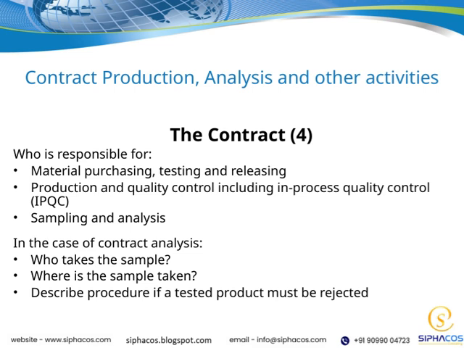When it comes to sampling and analysis, the contract should specify who takes the samples. Often it's the supplier or a designated quality inspector. It's important to clarify where the samples are taken from, either from bulk lots, final products, or specific production stages. In cases where a tested product must be rejected, the procedure should be clearly described. Usually, this involves isolating the rejected batch, documenting the reasons, and following agreed-upon steps for disposal or reprocessing.